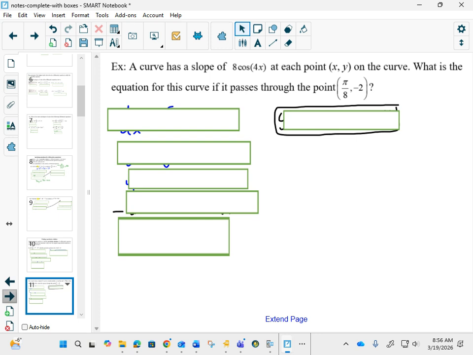A curve has a slope of 8 cos 4x at each point on the curve. What is the equation of this curve if it passes through the point pi over 8, comma, negative 2? A slope of a tangent is the derivative. So we know that dy/dx is 8 cos 4x.